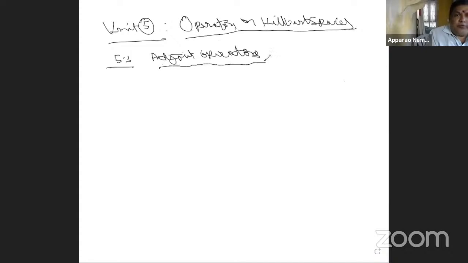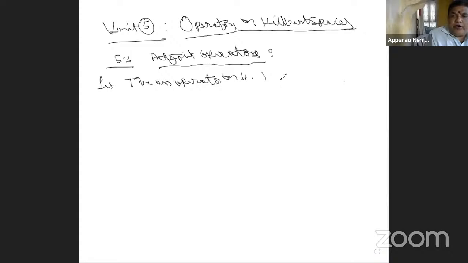What does operator mean? It is a tool; we use it to change the equations. It's called an operator. So let T be an operator on H. What is H here? Hilbert space.